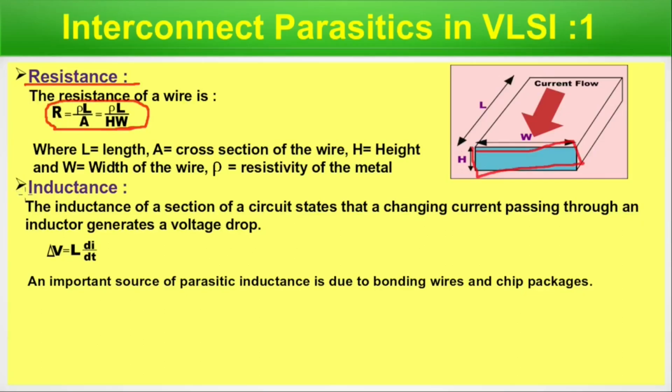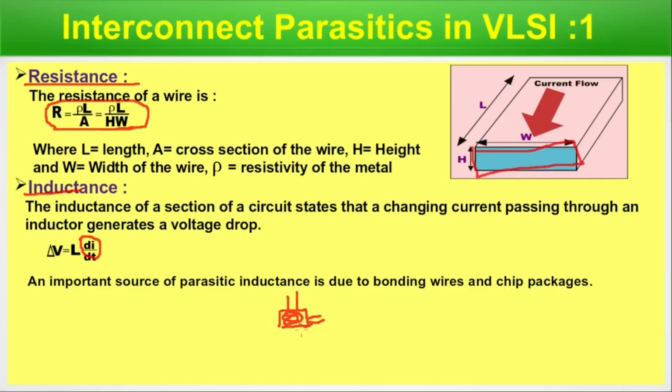Now let's move to inductance. Inductance of a section of circuit states that a changing current passing through an inductor generates a voltage drop. That voltage drop is proportional to the change of current with time. Delta V, or change of that voltage drop, is proportional to di/dt. An important source of parasitic inductance is bonding wires and chip packages. That is the circuit that must be connected to the outer world.